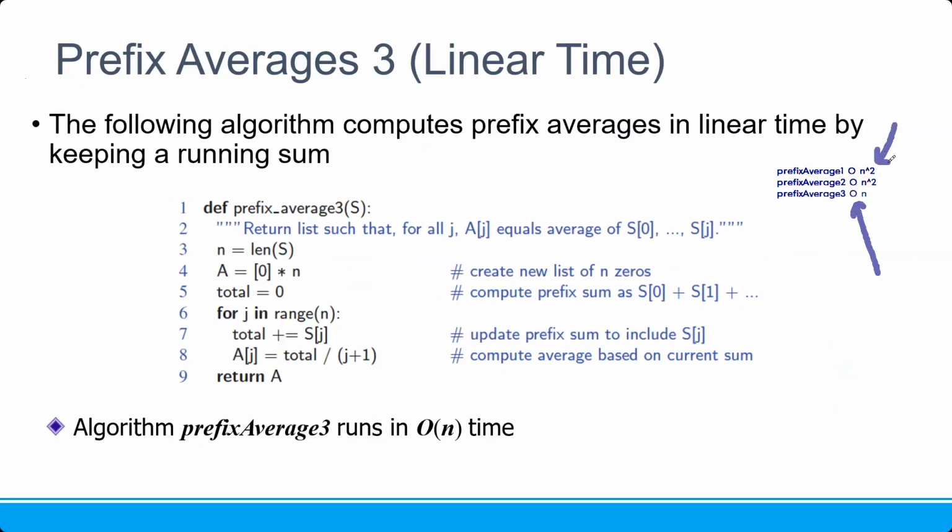The prefix average 1 runs in quadratic time. The prefix average 2 runs in quadratic time. But the prefix average 3 runs in linear time. If you are a company person, of course you want to get the algorithm which is running fast. Then you can choose this algorithm. When you do your team project, you need to analyze this big O notation. Okay, your algorithm runs in what big O notation.